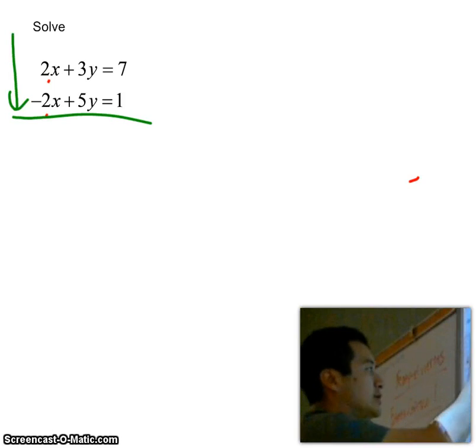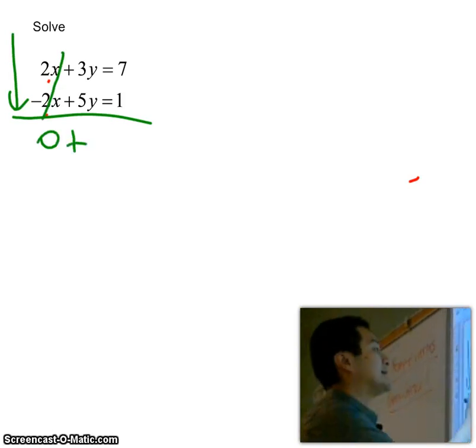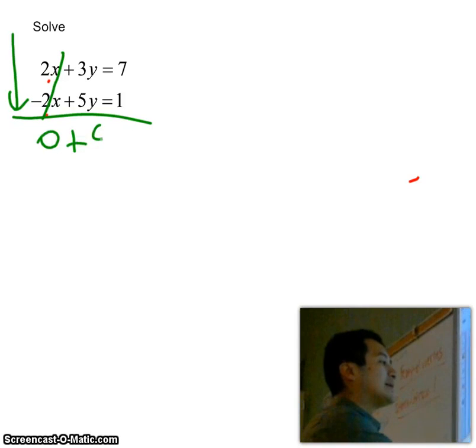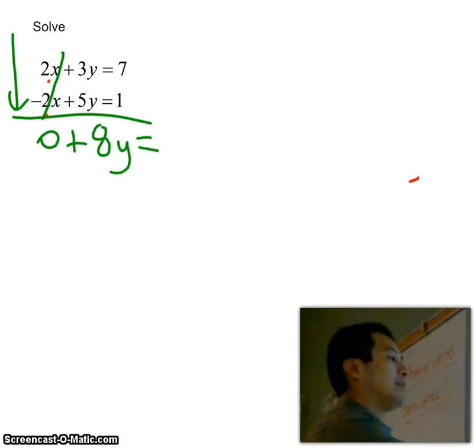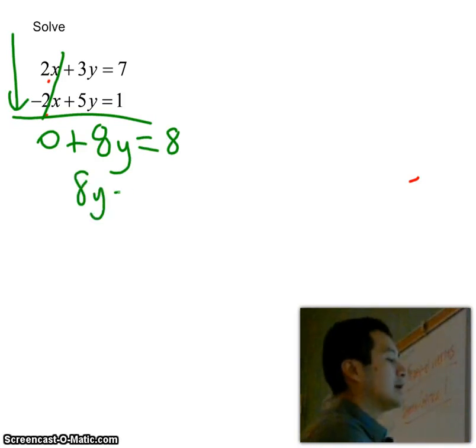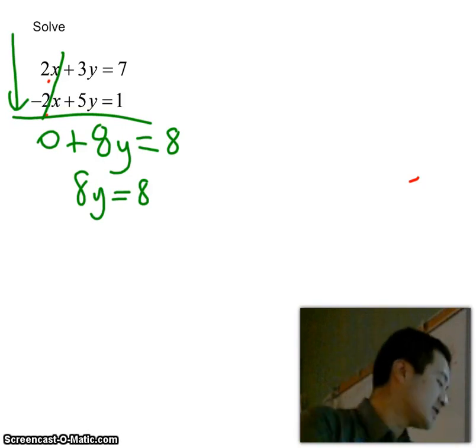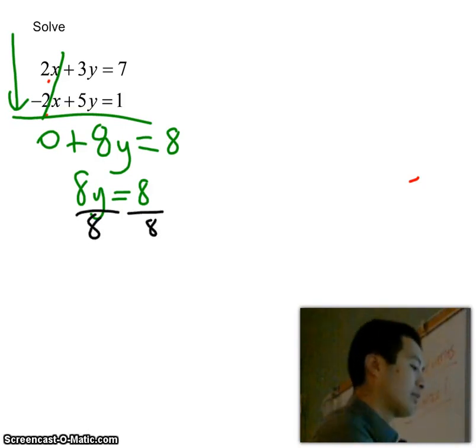2x and negative 2x go away. That makes it 0. Plus 3y and 5y makes it 8y. The equal sign brings straight down. 7 and 1 make it an 8. Take a look. We have a simple equation now. And all you have to do is solve that equation. Isn't that a lot easier than all the fractions? Divide by 8 on both sides. We got y equals 1.